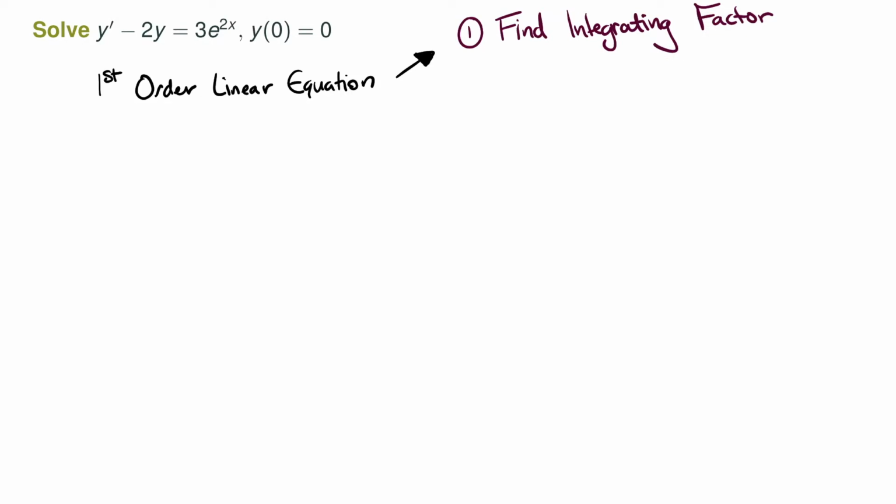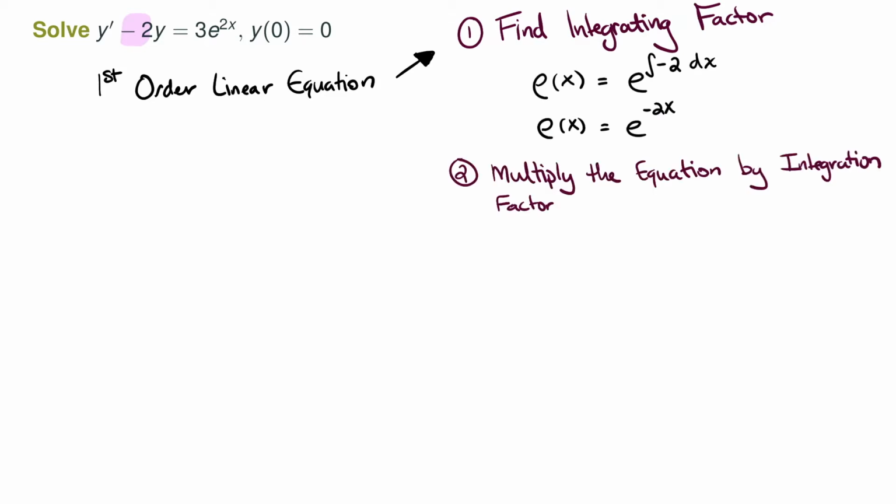The first step is to find our integrating factor. And we know that comes from finding the function being multiplied by our y term. In this case, it is -2. And then the integrating factor is e raised to the integral of that with respect to the independent variable. So for this problem, the integrating factor will be e to the -2x. Once you've found your integrating factor, you then multiply the entire differential equation by that term.